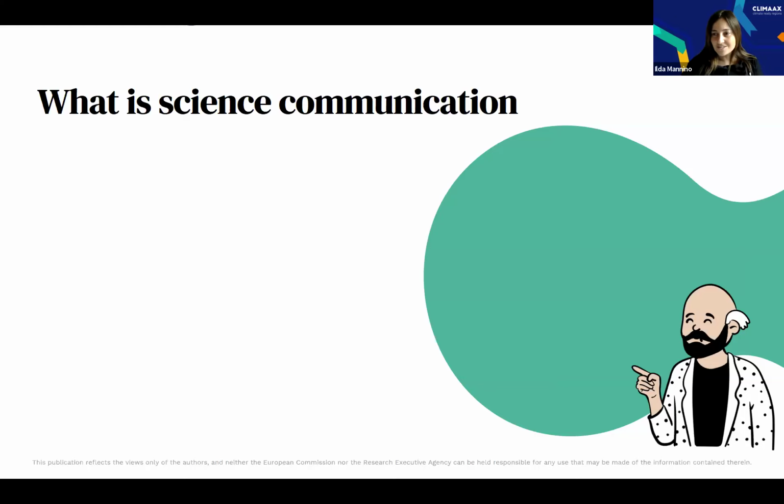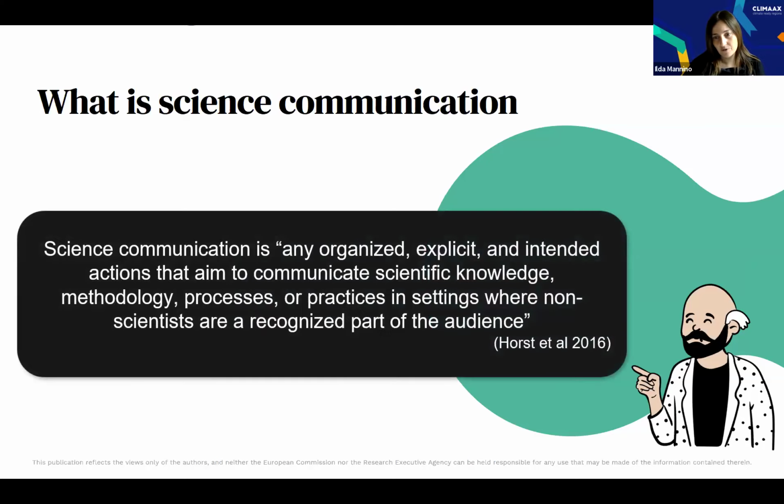So starting from what science communication is, actually there is not a broadly recognized definition. One that I quite like is the one by Horst and Davis that underlines how we have very different formats of science communication. So you can go from public speaking, public talks, and popular writing, but also theater performance and so on. What makes them science communication is that they are intended action. So they want to communicate science, but not only the final findings. In some cases, it's really relevant to communicate about methodology, processes or practices in science. And the real core of science communication is that the audience is an audience of non-scientists, or even better, of non-experts on the topic that you are communicating about.